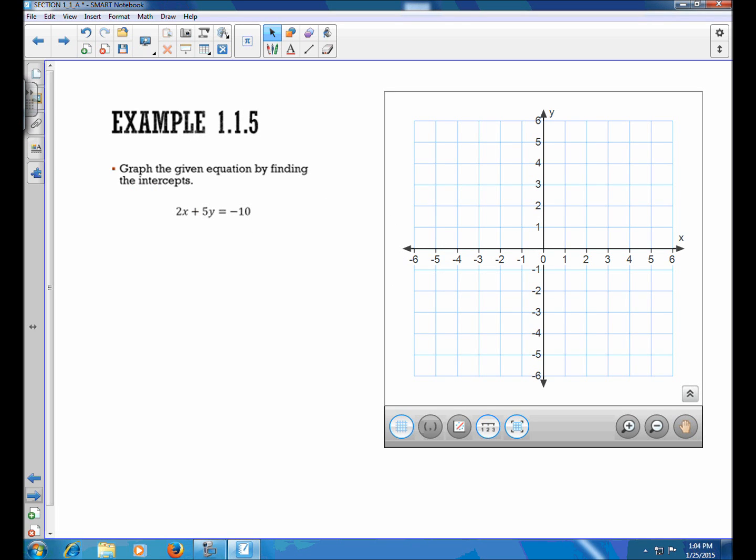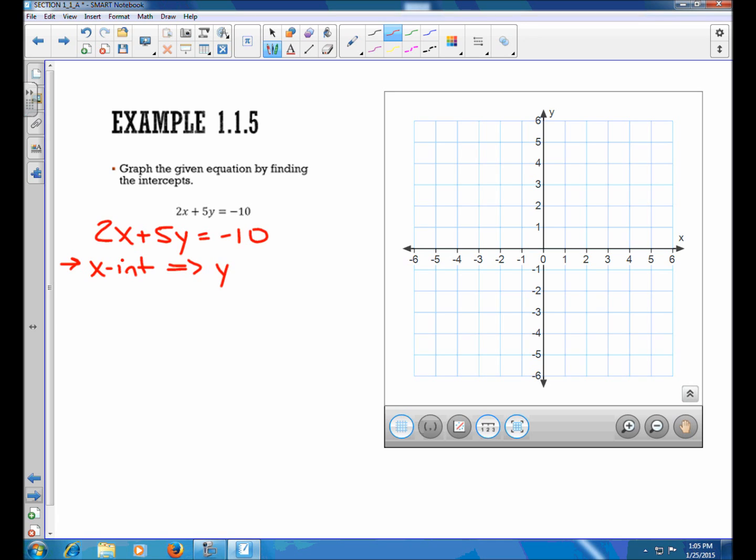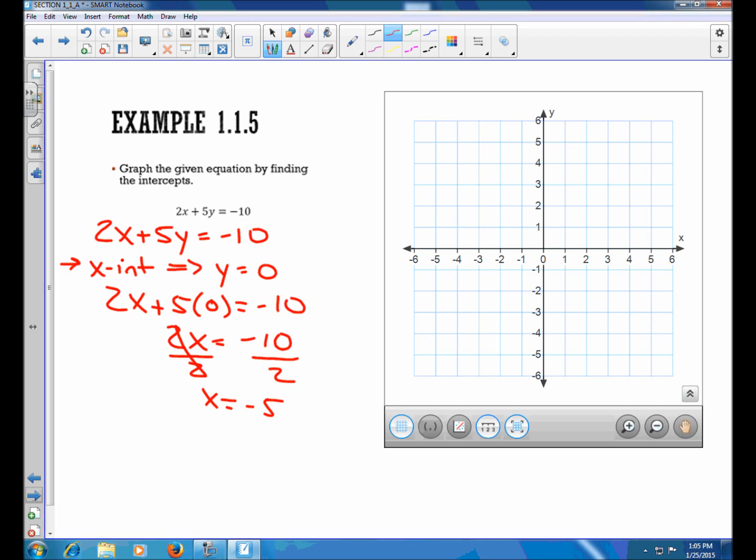We're going to use the given equation to find the x and y intercepts, and then we're going to plot the line. Our given equation is 2x plus 5y is equal to negative 10. To find the x-intercept, we're going to set y equal to 0. And so we get 2x plus 5 times 0 equals negative 10, which gives 2x equals negative 10. Divide by 2 and we get x equals negative 5. And so our x-intercept is going to be the point negative 5 and 0.